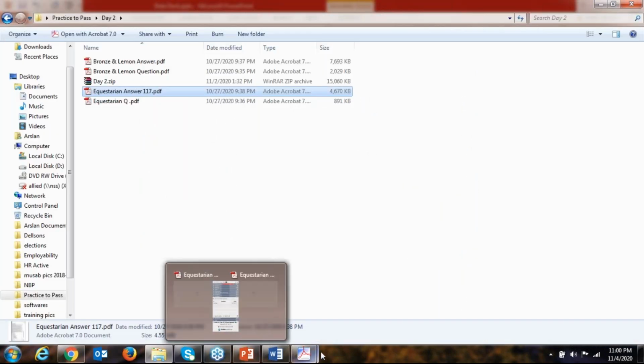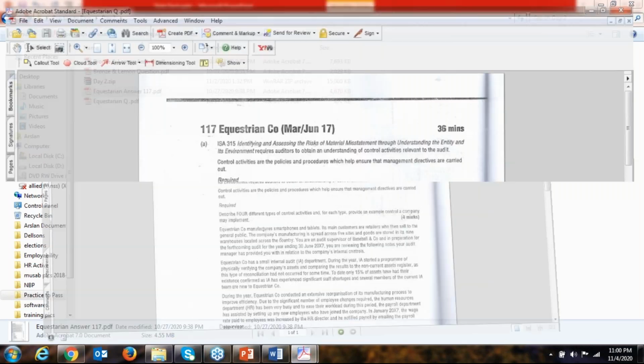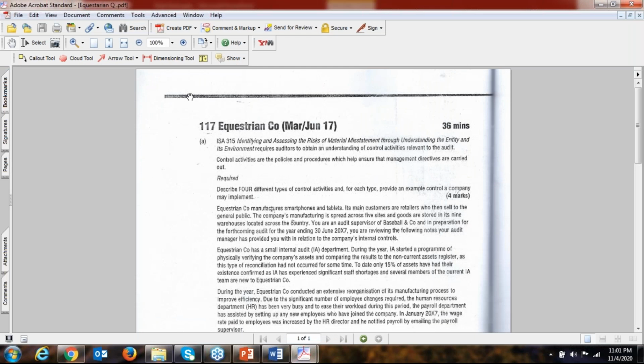So what should we do first? That is the reading of the requirement. Strength is increasing. We will wait for a further 30 to 40 seconds maximum.